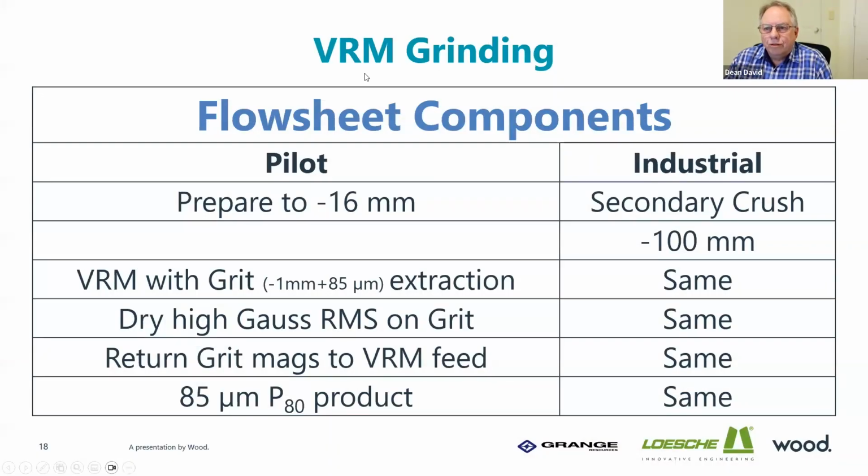So let's look at what a VRM circuit does. In the pilot plant, you prepare it to minus 16mm just for the size of the gear. In the industrial, all you need to do is secondary crush the ore, and you can do that in open circuit because you can achieve a minus 100mm size. Some places, some softer ores would handle 125mm top size straight into a VRM.